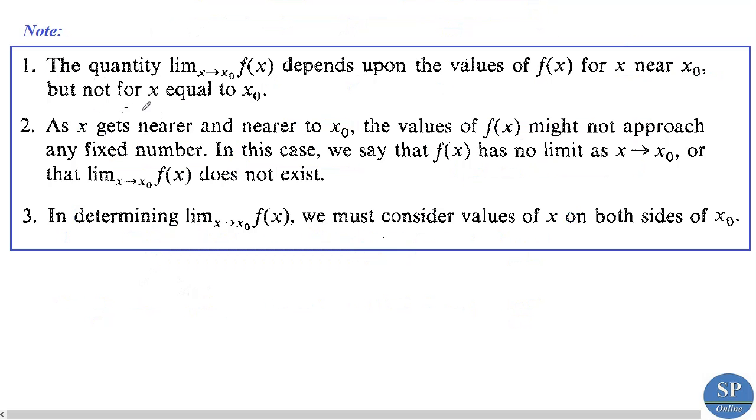Okay, now we have some notes. First note: the quantity limit as x tends to x naught of f of x depends upon the values of f of x for x near x naught, but not for x equal to x naught. That means this limit does not depend on the value of f of x at the point x naught. This limit depends only on the points of f of x for x near x naught.